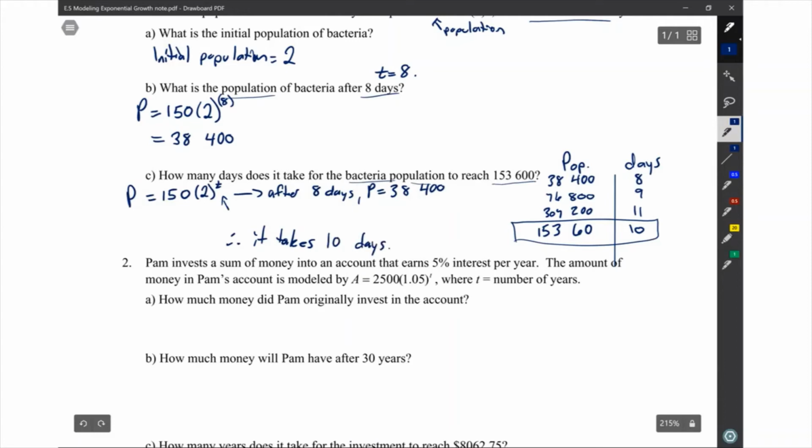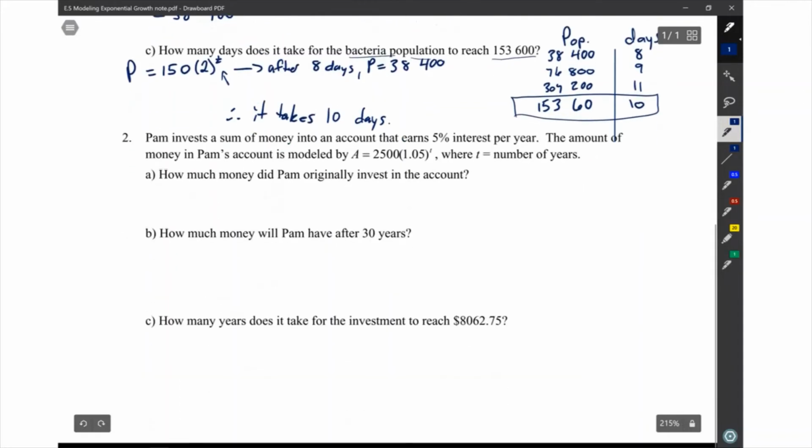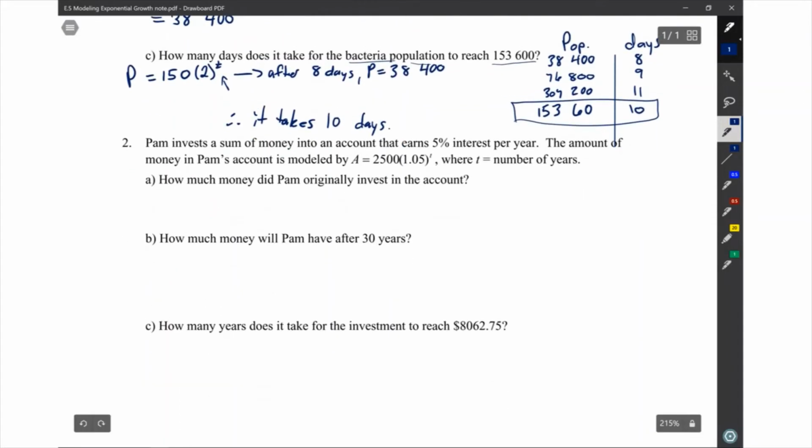And let's take a look at what we covered in our finance topic earlier. So Pam invests a sum of money into an account that earns 5% interest per year. The amount of money in Pam's account is modeled by this equation. So we don't need to come up with the equation like we did when we worked in finance, where t equals the number of years. So how much money did Pam originally invest into the account?